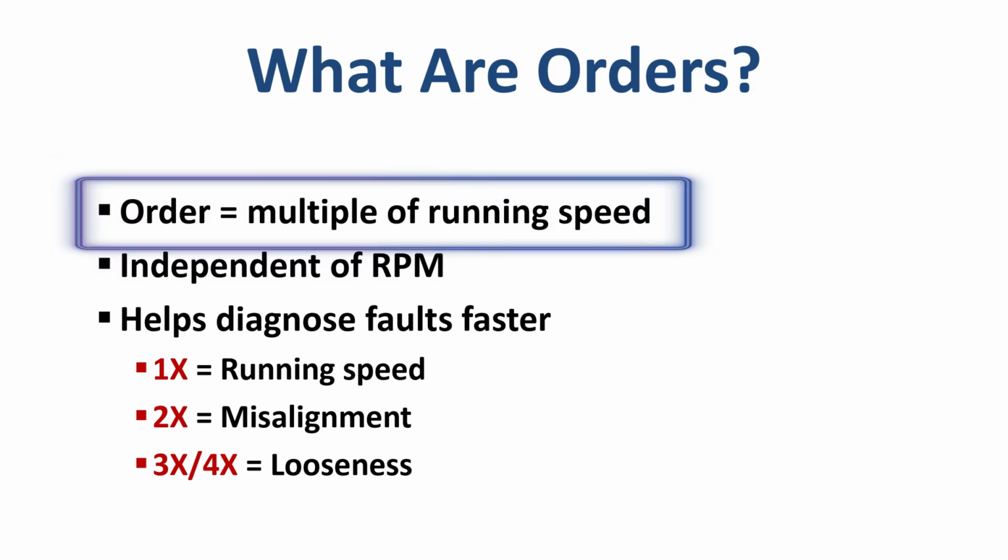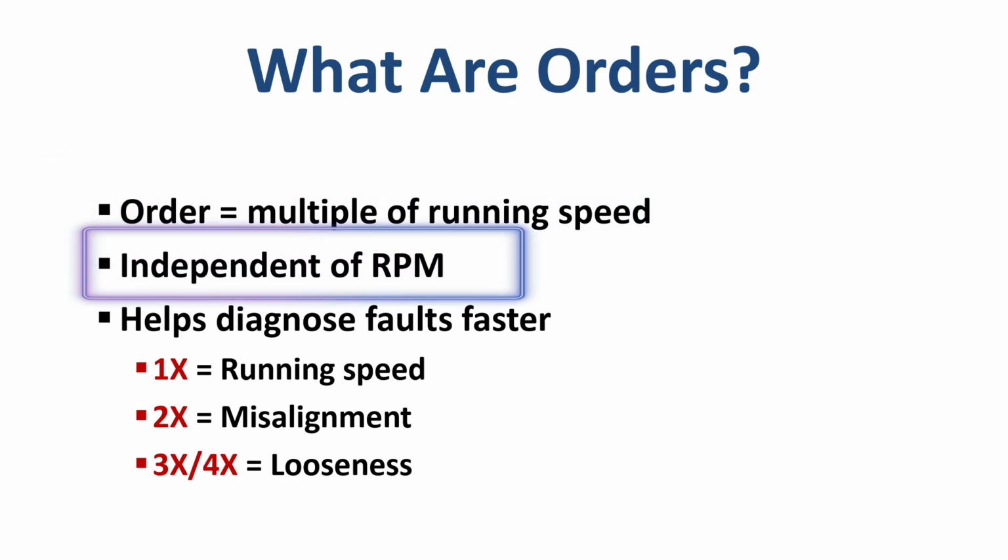Let's say the machine is driving through the belt drive, right? So what does this order mean? Order simply means the multiples of the machine running speed. So let's say that the machine is running at 1500 rpm. So 1x, that is the first order, is known. This is how we will be converting the rpm into the orders.